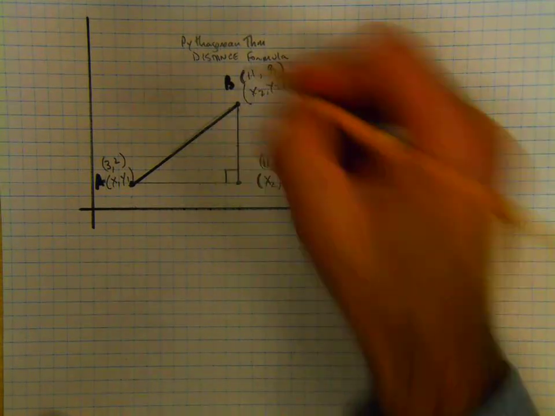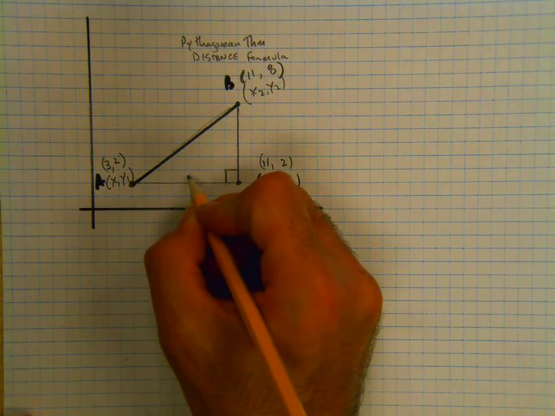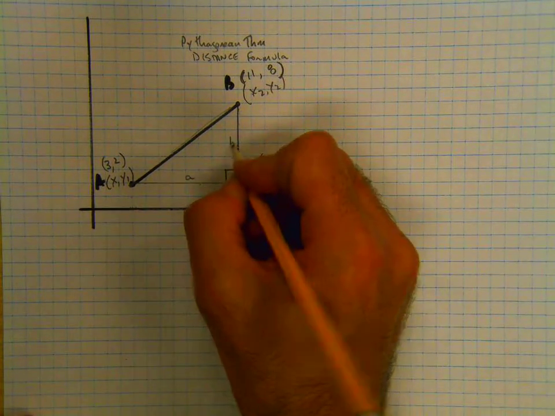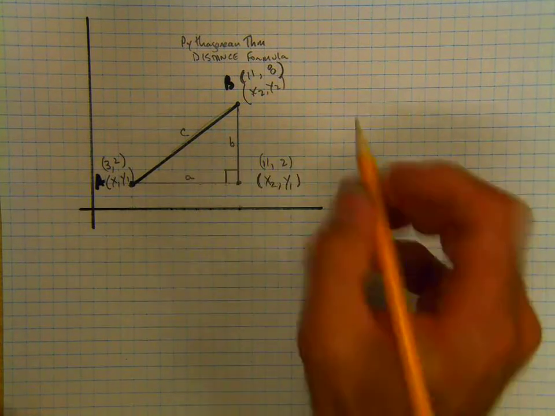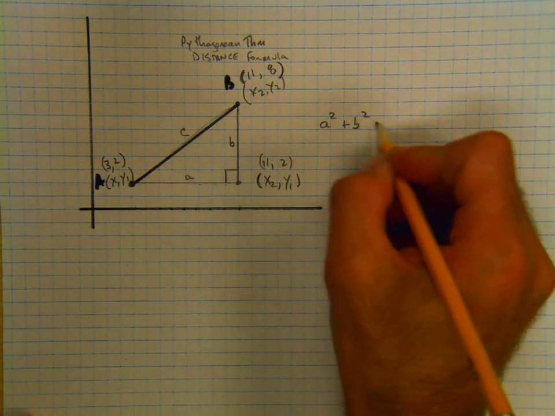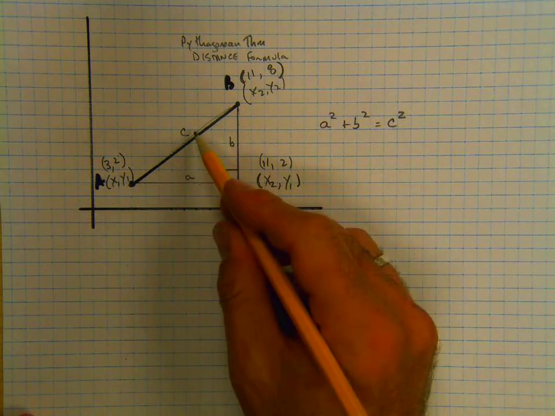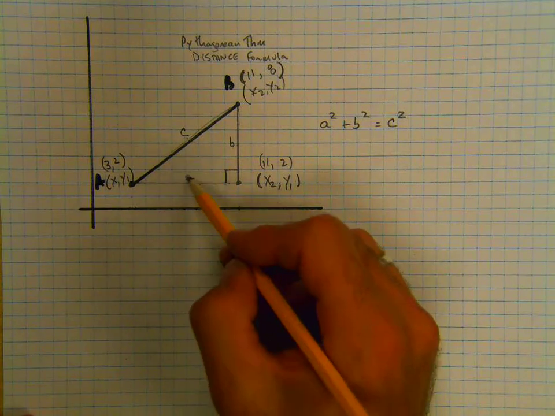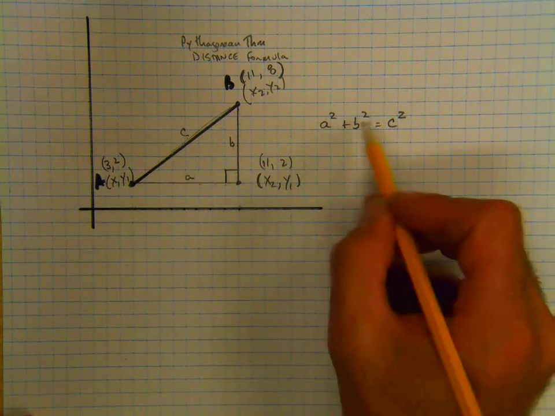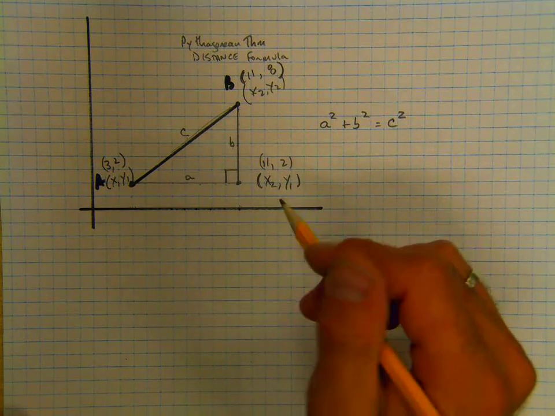Okay? All right, so you may recall that if this is distance A, and this is distance B, and this is distance C, the Pythagorean theorem says a squared plus b squared equals c squared. So that's a relationship between these three sides. If you know any two sides, you can use this equation, Pythagorean theorem, to find the third side.